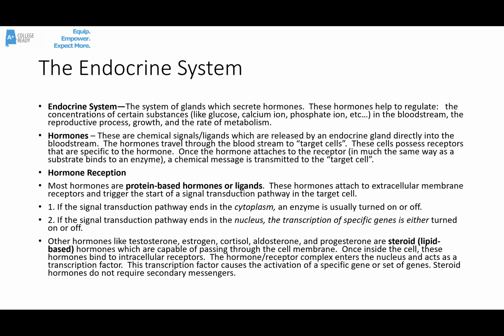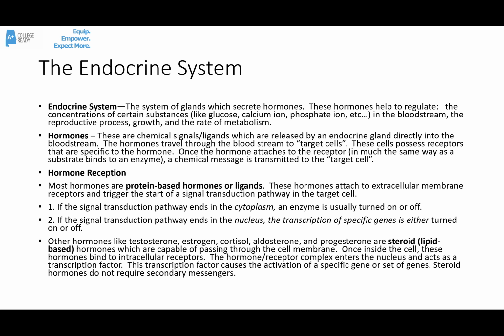As I said before, hormones are chemical signals or ligands. They travel through the bloodstream to specific target cells that have receptors for those specific hormones. Once a hormone attaches to a receptor, it triggers some kind of response in that target cell. As I said earlier, most hormones are made of proteins or peptides. This means that the receptors for them have to be located on the outside of the cell membrane because proteins have a hard time entering cells. We also mentioned earlier that there are some exceptions to that rule.